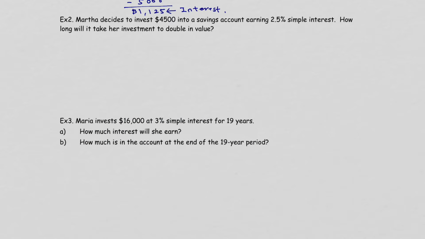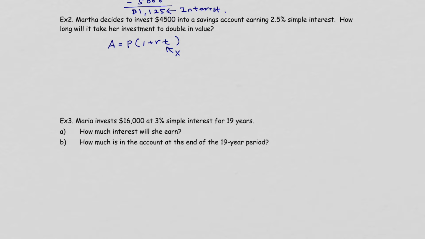Let's look at example 2. It said Martha decided to invest $4,500 into a savings account, earning 2.5% simple interest. How long will it take her investment to double in value? So with the formula given, this time they're not asking for the total amount. This time they're asking to find how long it's going to take. So because we have a formula, A equals principal times 1 plus rt, if we can fill in everything but t, that will be the unknown. Then we should be able to solve for that.